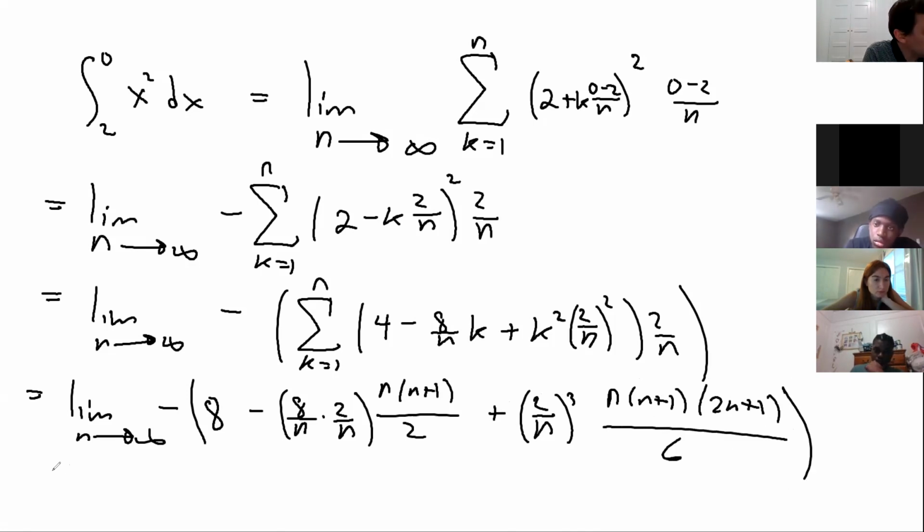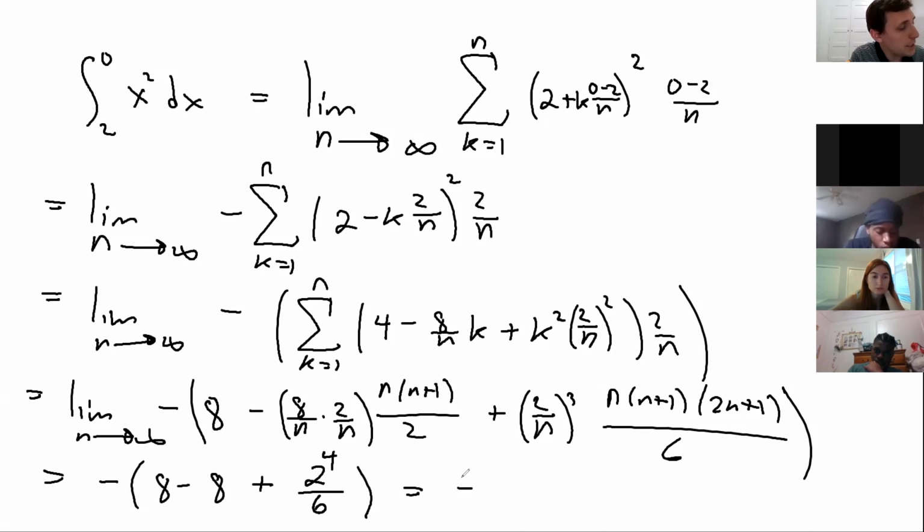And when I push the limit, what am I going to get? I'm going to get minus, here I have 8, minus 8, this is also 8, plus 2 to the power of 4 divided by 6. And the answer is simply minus 2 cubed divided by 3, which is what we would have been expecting, right? So the answer is minus 2 cubed over 3.